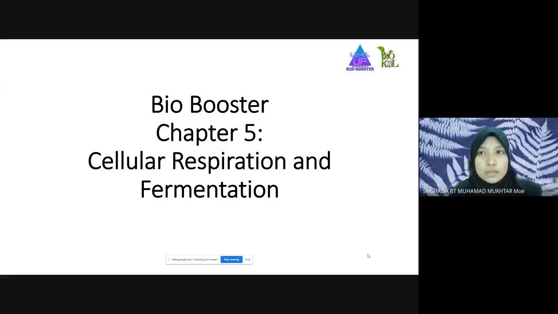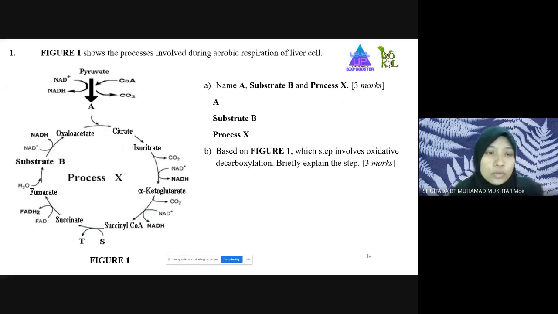Basically this chapter carries the highest mark in SPM, which is around 15 marks. It's quite high lah, 15 markah. So dalam video ni saya akan bincangkan soalan BioBooster yang terdiri daripada 2 structure questions and 2 essays. Okay, 2 structure and 2 essay. So we just continue with our first question.